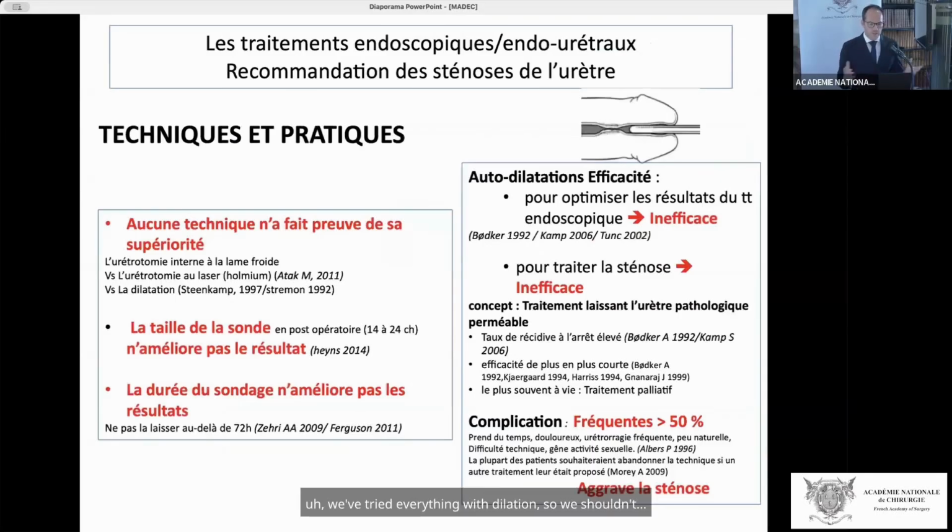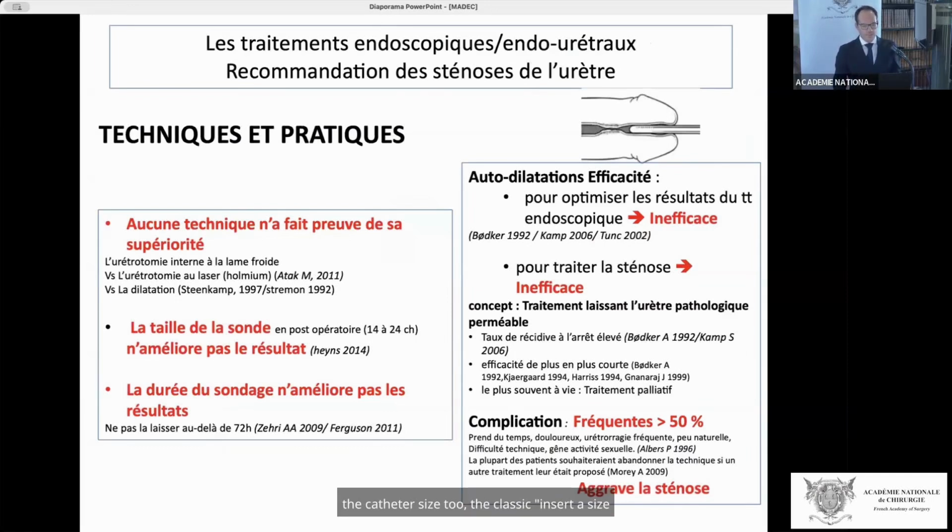We've tried everything with dilation, and in practice, there's no treatment that has shown superiority of one over the other. So we can use a cold blade, we can use a laser, we can do dilations, we can use a number of instruments to perform this urethrotomy, but no technique is more effective than another.